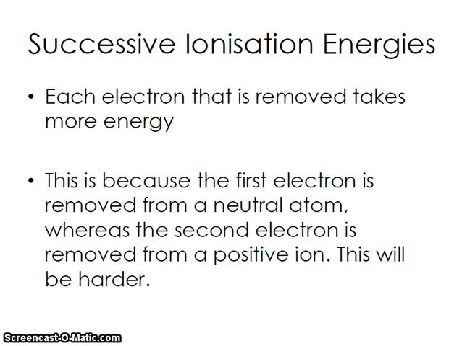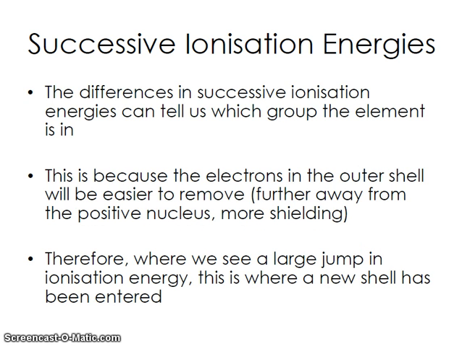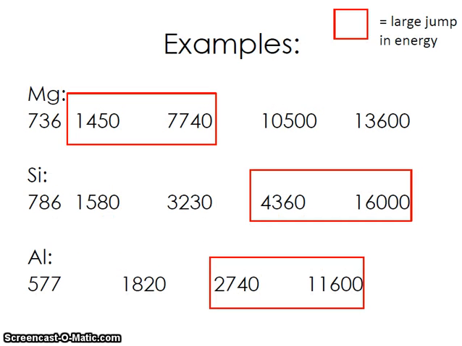Now the second thing about these successive ionisation energies is that we can use them to predict what group the element is in. And that's because the electrons in the outer shell are going to be easier to remove because they're further away from the positive nucleus, so there's more shielding. So when you go to an inner shell, you're going to see a large jump in ionisation energy, and that's where we've started a new shell. And the best way to get to grips with this is to look at some examples.